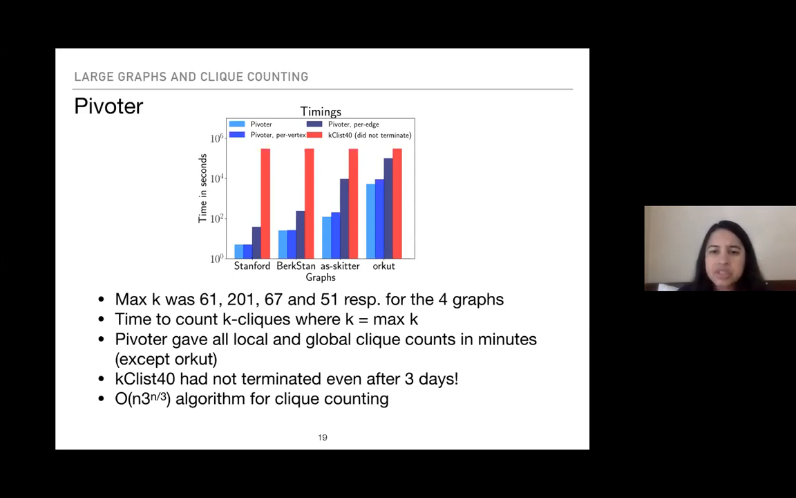In one case, which is Orkut, it took about a couple of hours. In just a factor more time, Pivoter was also able to count the local k-clique counts, the per vertex and per edge counts. And KCList had not terminated even after 3 days.